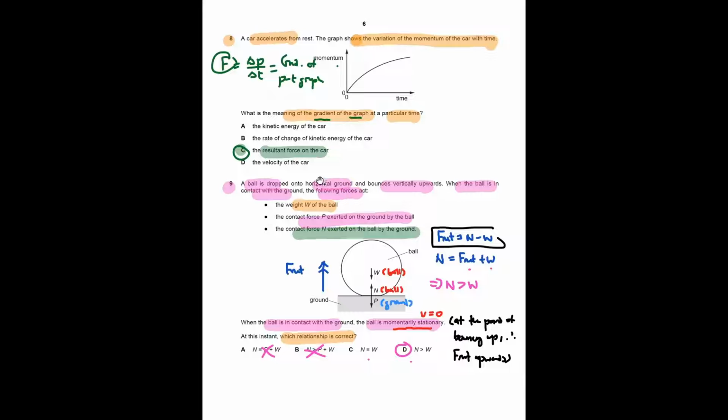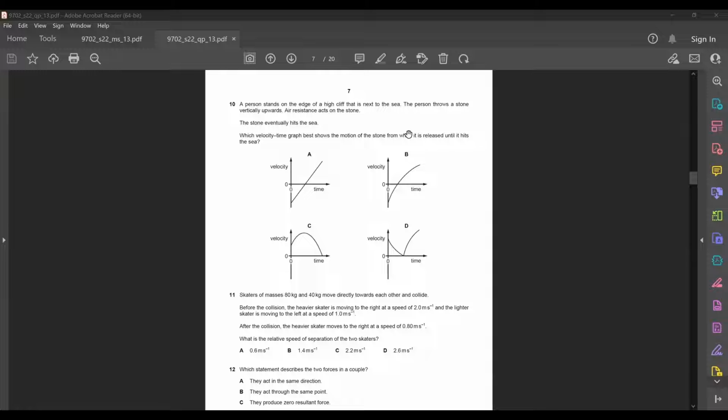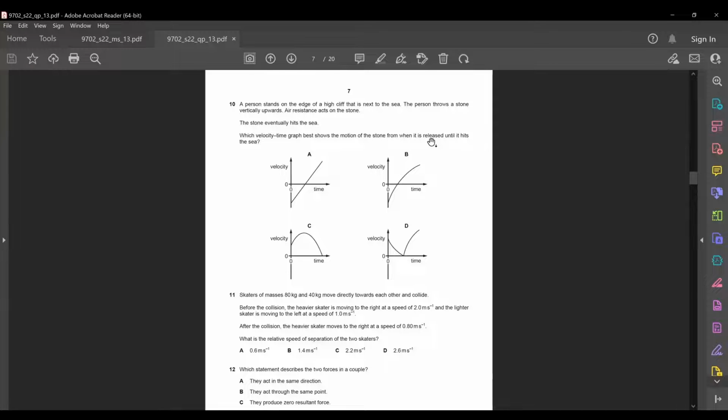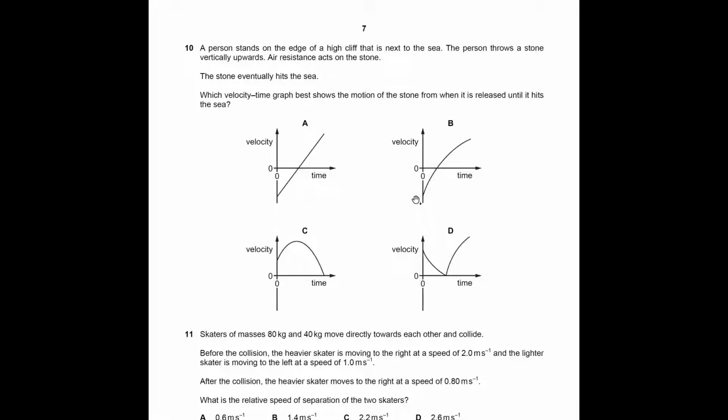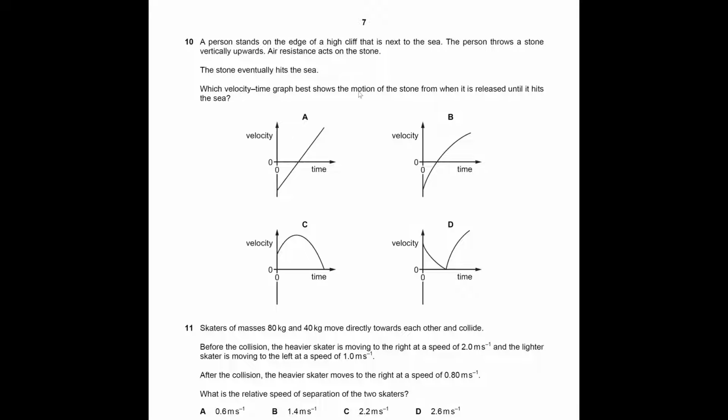Then after that, there should be another question, question 10. Yeah, so we'll move on to question 10. Now in question 10, they mentioned that a person stands on the edge of a high cliff that is next to the sea. The person throws a stone vertically upwards and then air resistance acts on the stone. This stone eventually hits the sea. Which velocity time graph best represents the motion of the stone from when it is released until it hits the sea? So just imagine this.